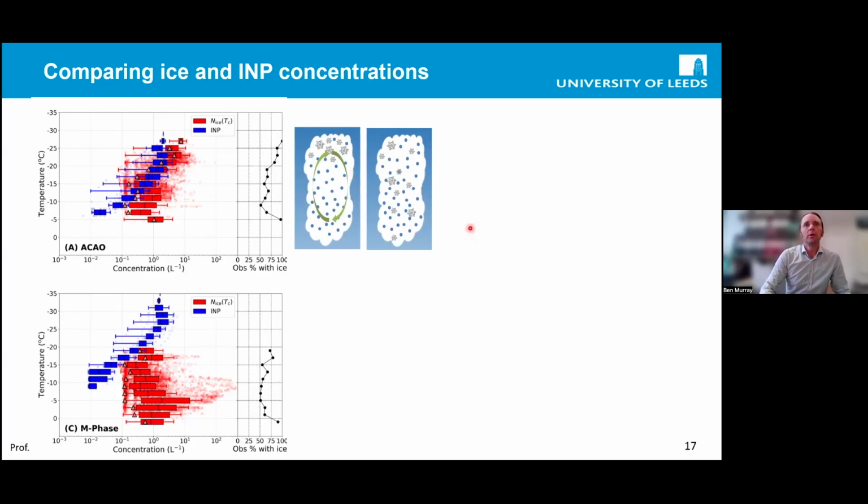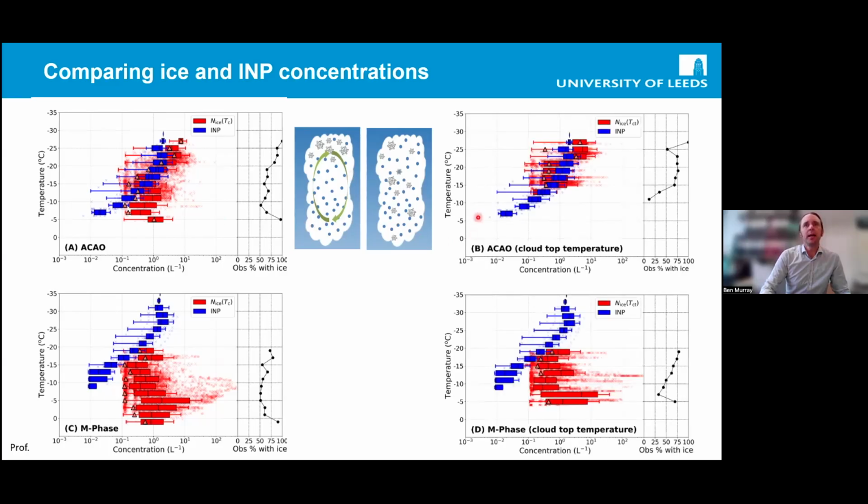So what we've also done is taken the same data, but plotted the ice concentrations now as a function of the cloud top temperature. So now these red points are pinned to the temperature vertically above the cloud at the top of the boundary layer. So now you see there's almost a one-to-one correlation between our INP concentrations and the ice concentrations, with some scatter. But that's pretty neat.